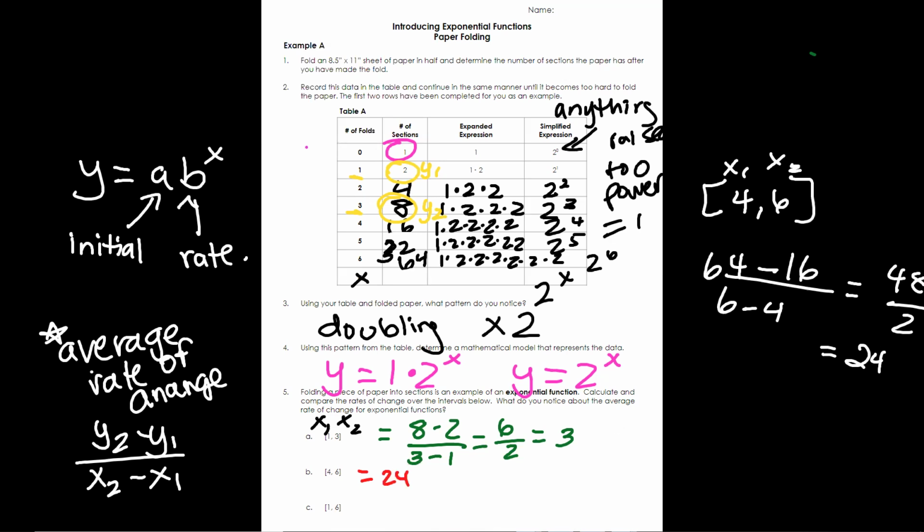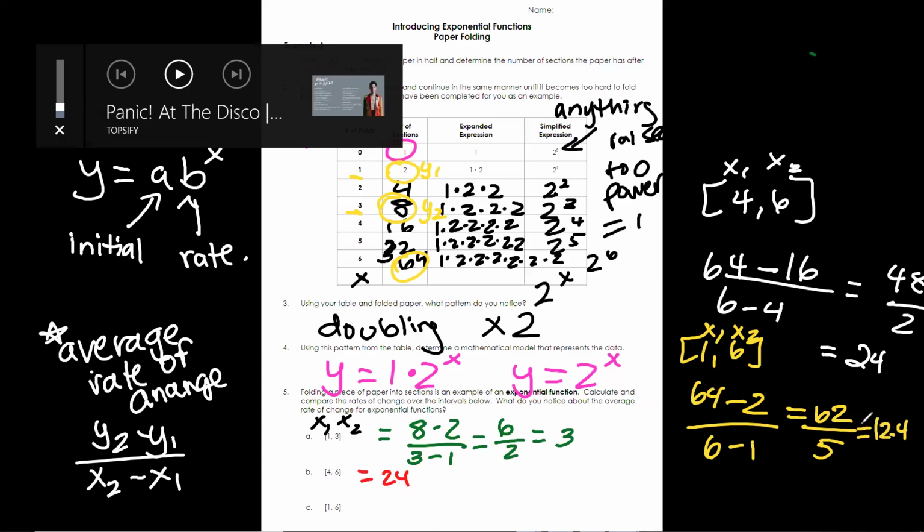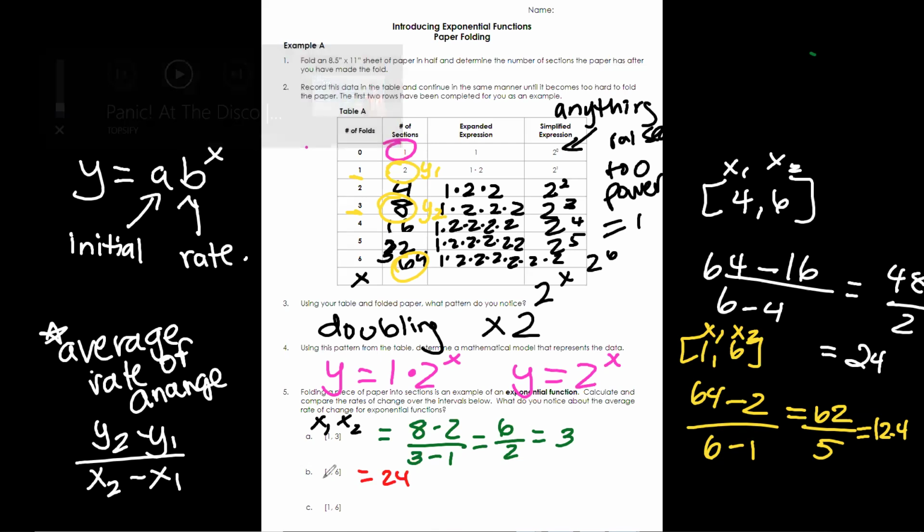Okay, can you try part C? So I got 12.4, or you probably got like 12 and 2/5 or however you simplified it. If you left it as 62 over 5, that's fine too. All right, so which one's the biggest? A, B, or C? B has the biggest rate of change.